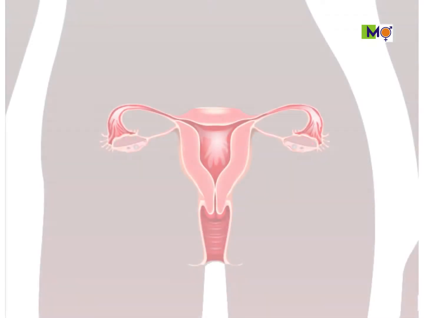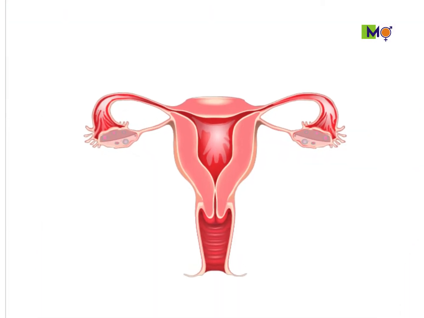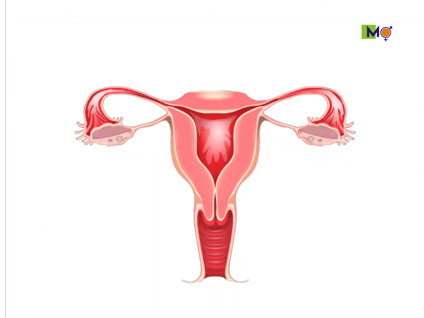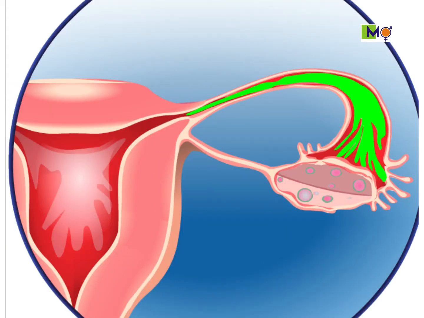Tubal factor. Infertility can also be caused due to unhealthy or blocked tubes. Blockage in tubes prevents the sperm from reaching the egg and fertilizing it.